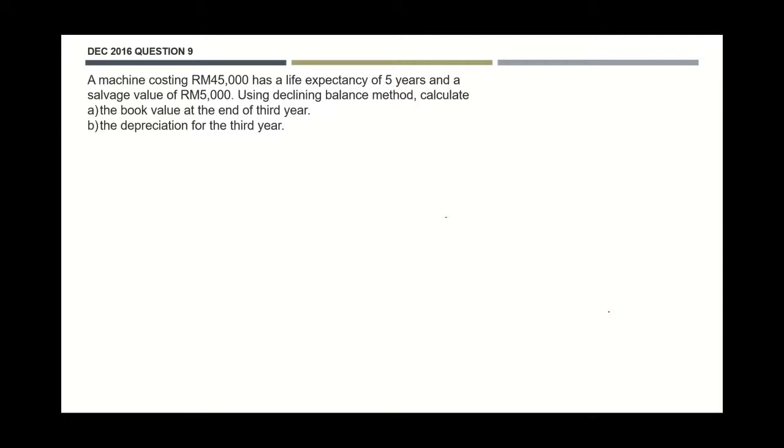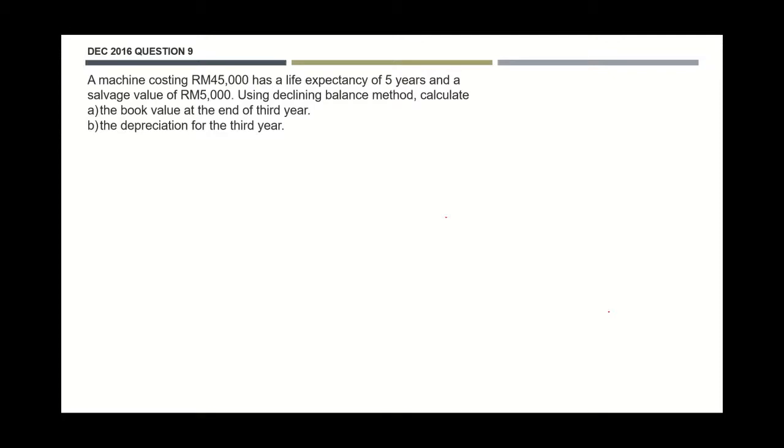Okay. So in this case, if you look through this question, it is using the declining balance method. That means the annual depreciation from year to year will be different, because it is always based on the previous market value. Okay, how do we solve this problem?